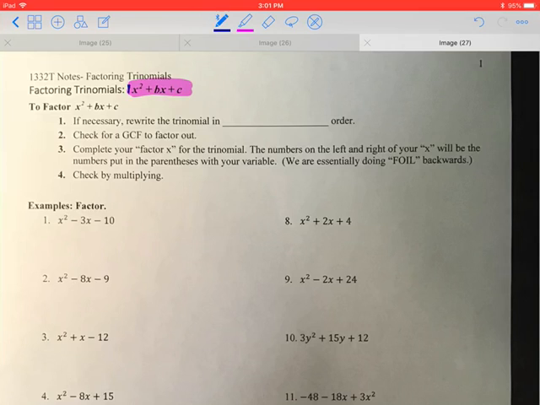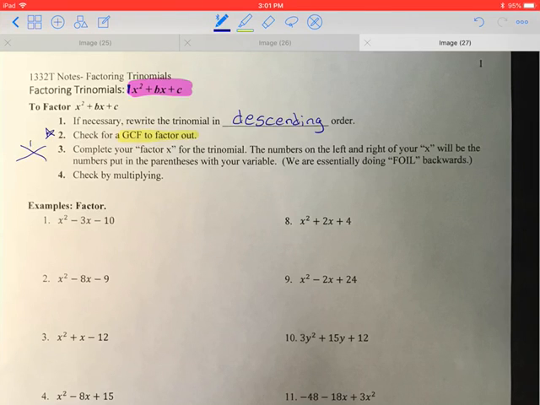To factor trinomials where the leading coefficient is not 1, that's a little bit harder, and we're not going to get into that in this class. So first thing we do is, if we need to, we will rewrite this in descending order. So we want the squared term first, the x term in the middle, and the constant at the end. This is important. We always want to check and see if there's a GCF to factor out, because that's our first rule of factoring. Then from there we're going to do our factor x.